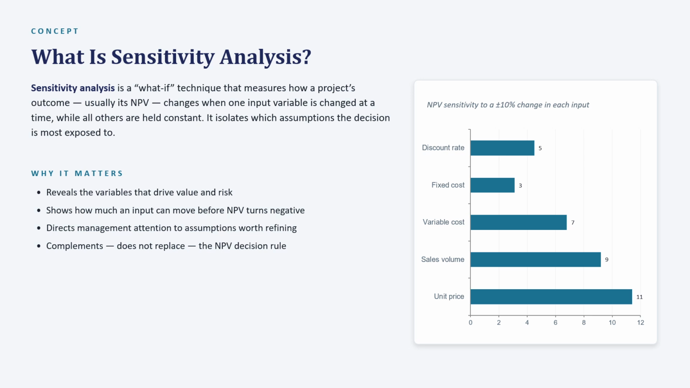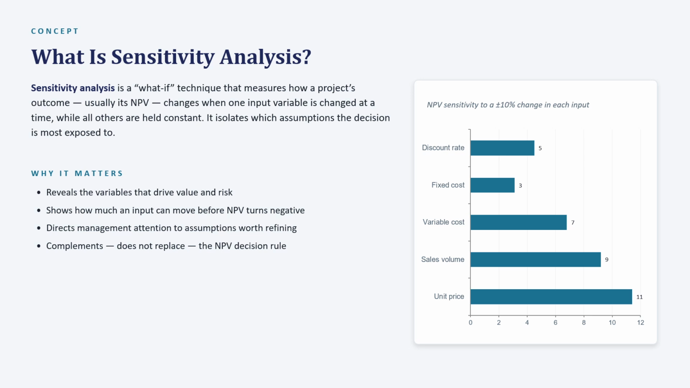Sensitivity analysis is a what if technique. We look at a project's outcome, usually NPV, and change one input variable at a time, holding all others constant. That lets us see which assumptions the decision is most exposed to.